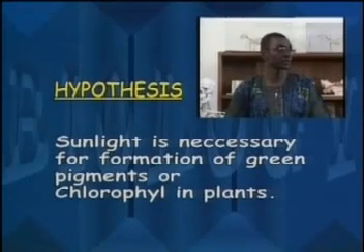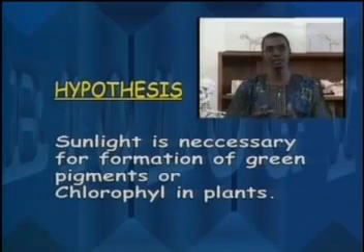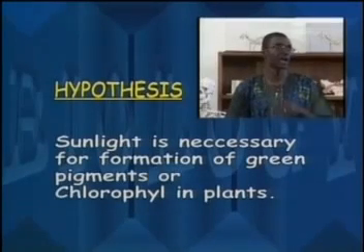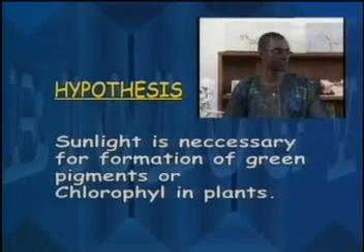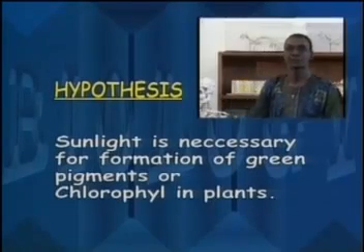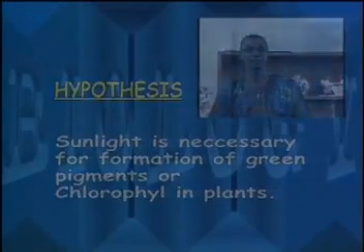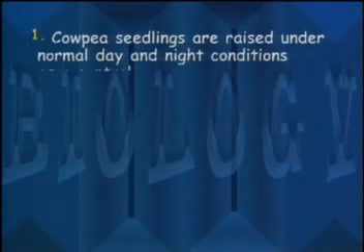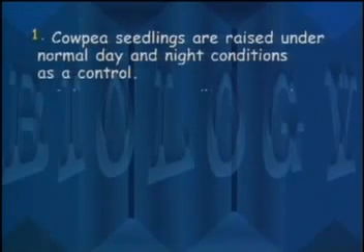Now let's come to the experimentation. We are going to experiment on this hypothesis and either prove it or disprove it. 1. Cowpea seedlings are raised under normal day and night conditions as a control. You know, every plant grows well when there is sunlight, and we have that 12-hour day and night period. So this is a control experiment.